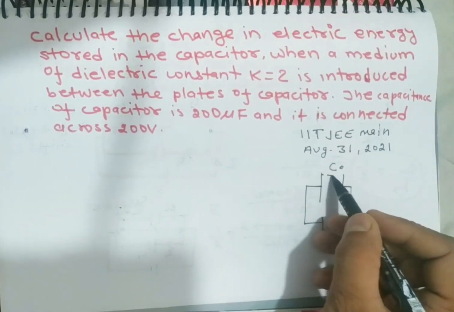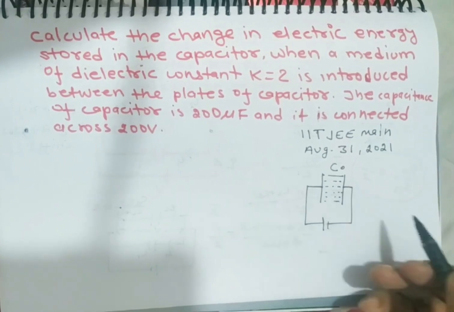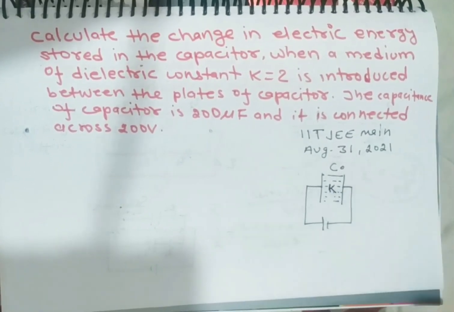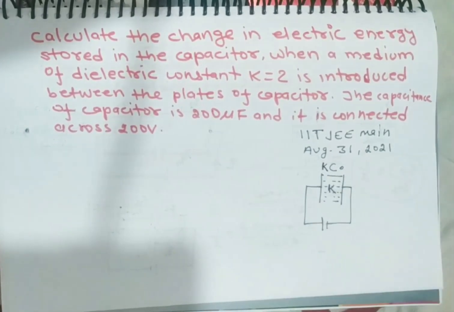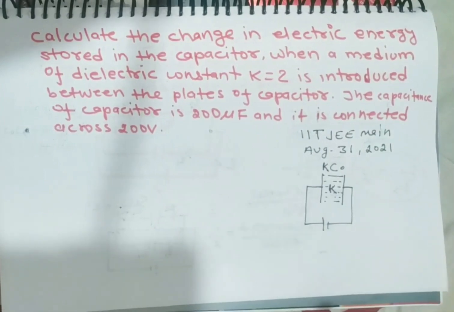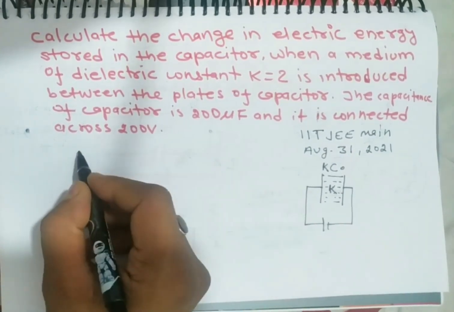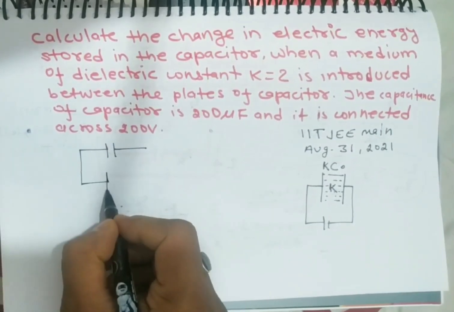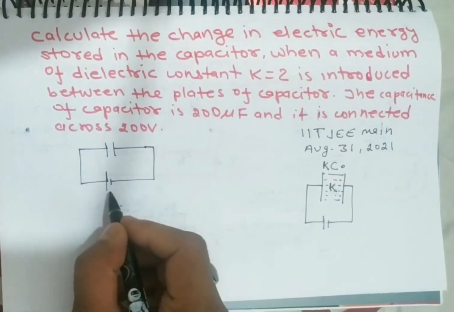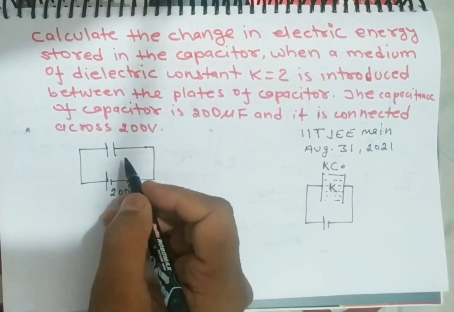When the medium between the capacitor plates is filled with a dielectric of dielectric constant K, then the new capacitance becomes K times C naught. This is the basic concept that we are going to use in this question. That is, there is a capacitor connected to a supply. Its value is 200 volt and its capacitance is, let us say, C.